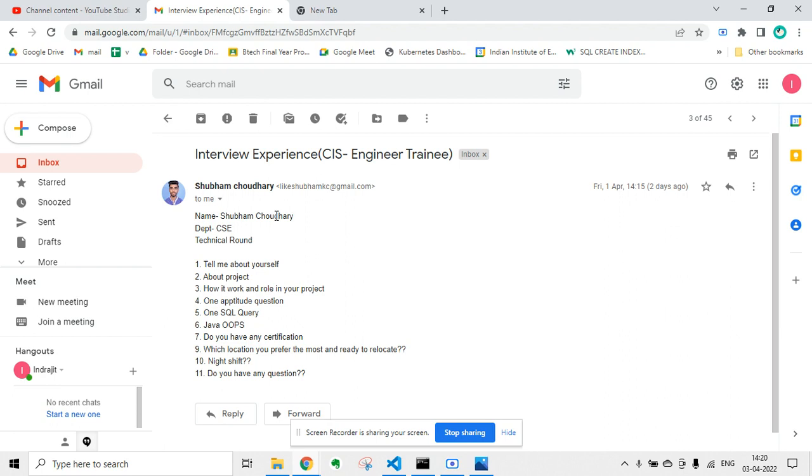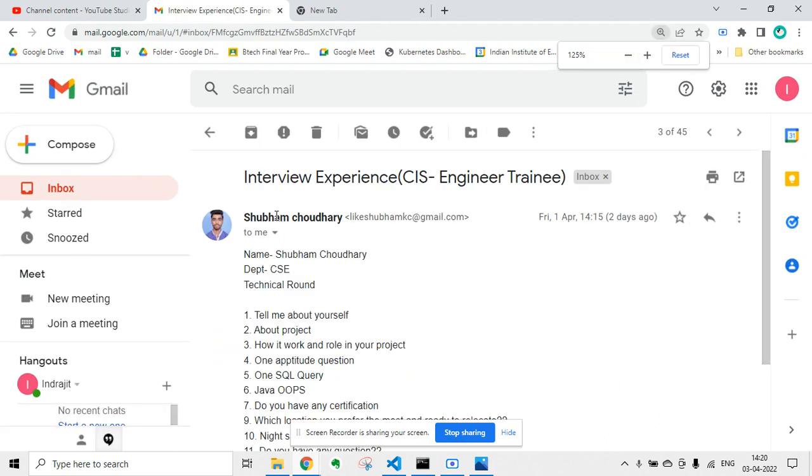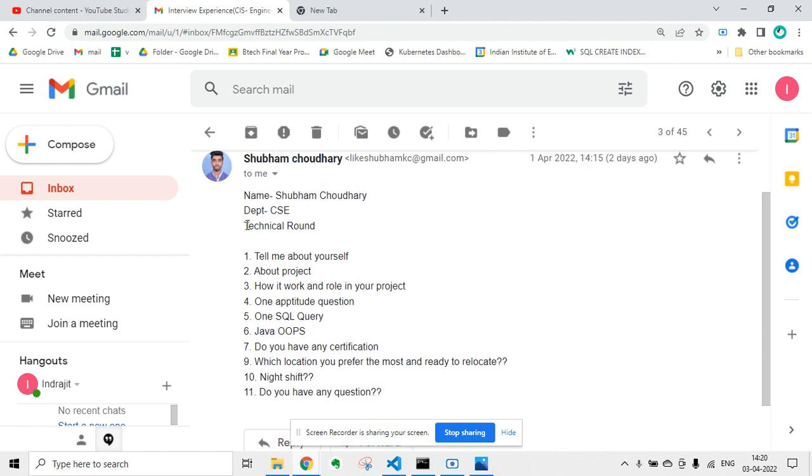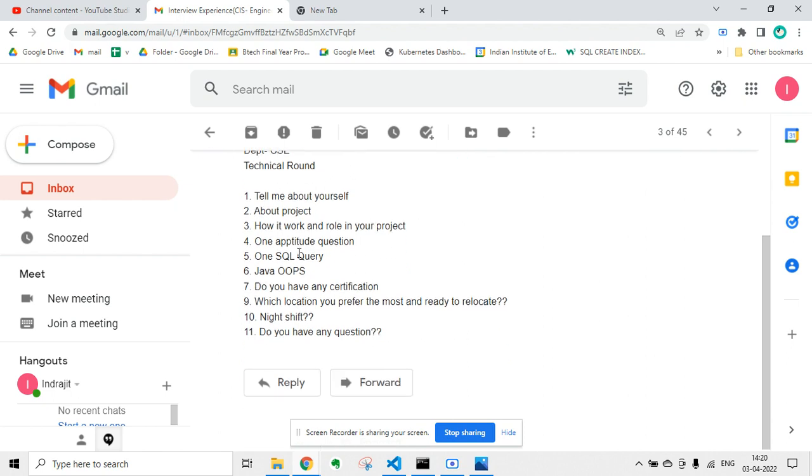He has dropped me a mail that he has written: name Shubham Chaudhary, department CSE, that this is a technical round, and these questions were asked. First is tell me about yourself and about your project, that is the final year project, and you should prepare your final year project well. What are the technologies used, and suppose you are using MySQL somewhere, you should be able to tell why you are using MySQL and not NoSQL.